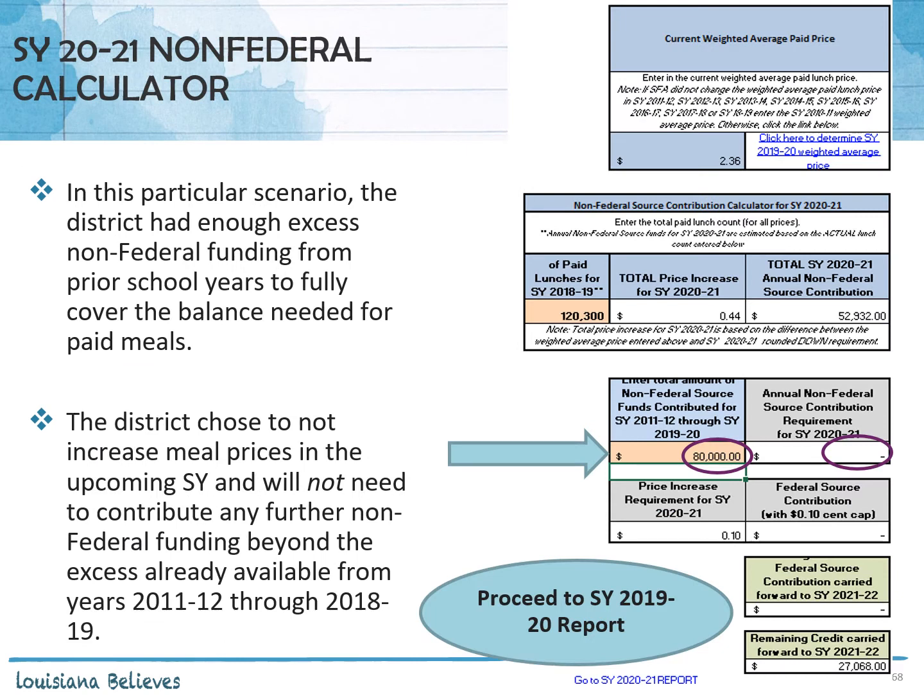In this particular scenario, the district had enough excess non-federal funding from prior school years to fully cover this balance needed for paid meals. The district chose not to increase meal prices in the upcoming school year and will not need to contribute any further non-federal funding beyond the excess already available from years 2011 through 2018-2019. At this point, we can proceed to the school year 2020-2021 report.